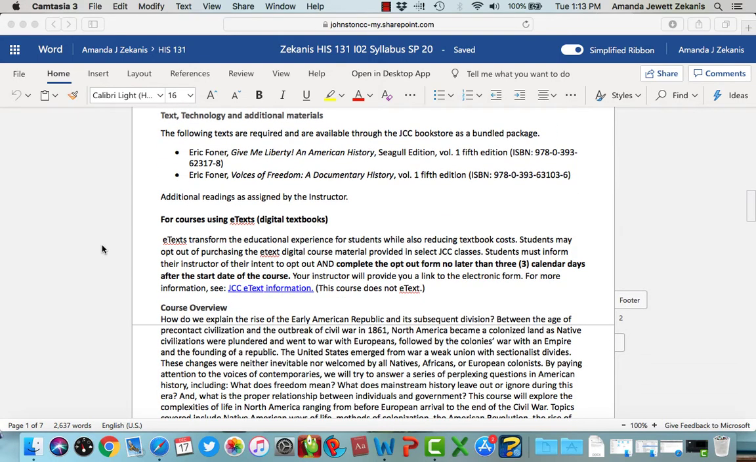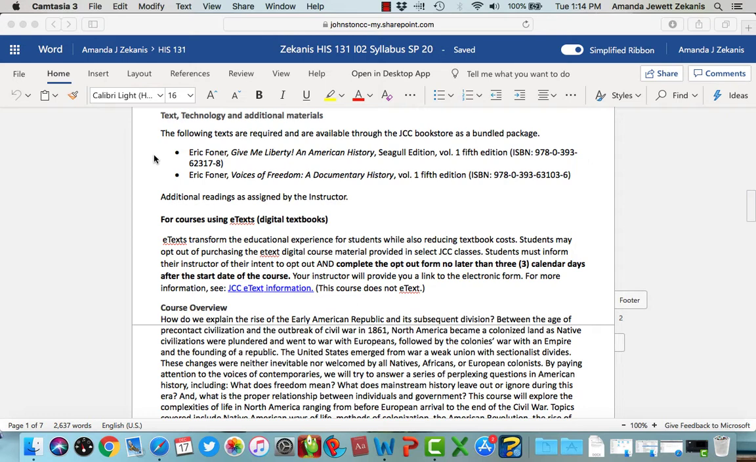Textbooks. You have one actual, for real textbook. There are 2 books for this class. One is a for real actual textbook. It's a secondary source. It's Eric Foner's Give Me Liberty, Volume 1, 5th edition, and the ISBN is right there. And that is the textbook. That's a secondary source. Eric Foner wrote that. He's a scholar. He took information and wrote a book about what happened.